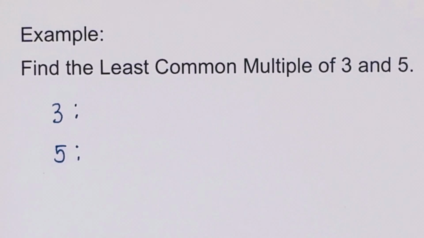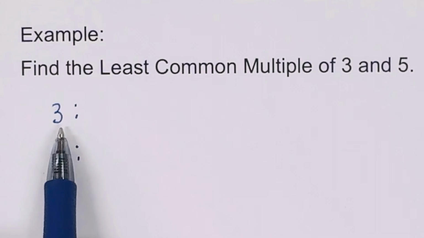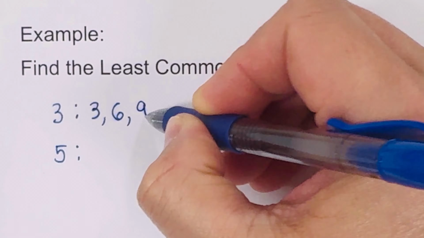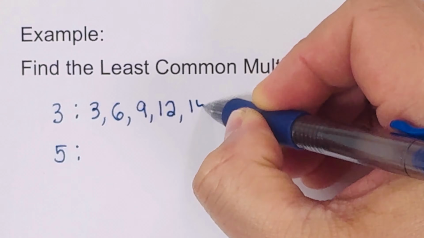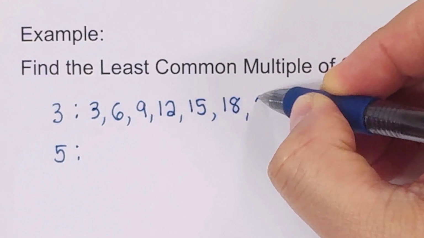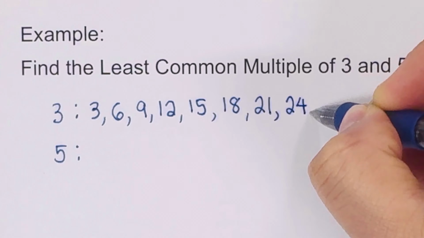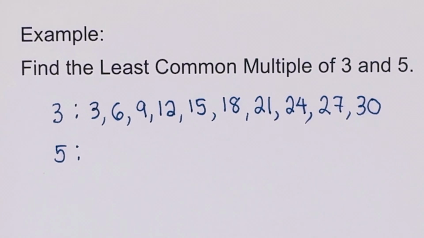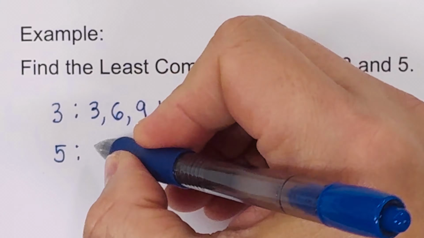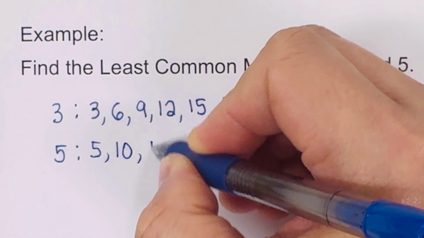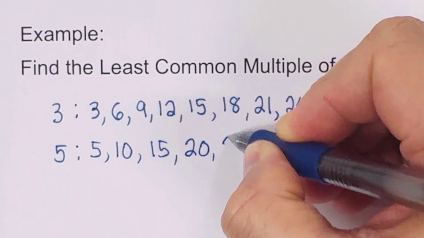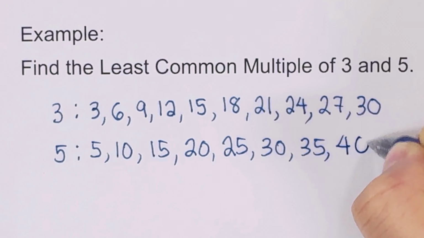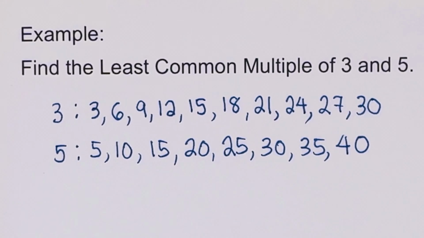To find the LCM, we are going to count by 3. So that means we're going to go 3, 6, 9, 12, 15, 18, 21, 24, 27, 30. We can have more after that. And we also have to count by 5. So that would be 5, 10, 15, 20, 25, 30, 35, 40. We can add more numbers after 40.